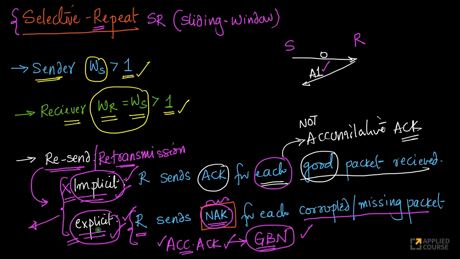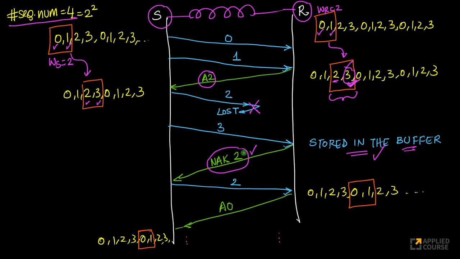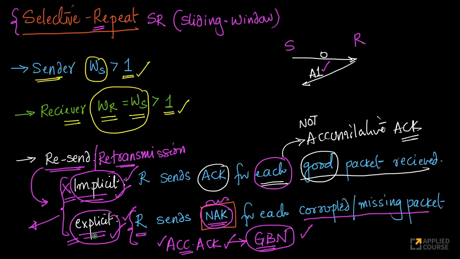This is the explicit retransmission strategy. It's called explicit because we are explicitly telling the sender that there is one packet that is missing. Please resend it. In practice, a lot of times we end up using explicit retransmission with negative acknowledgements and accumulated acknowledgements. This is what we tend to use a lot in practice because it is very, very efficient.